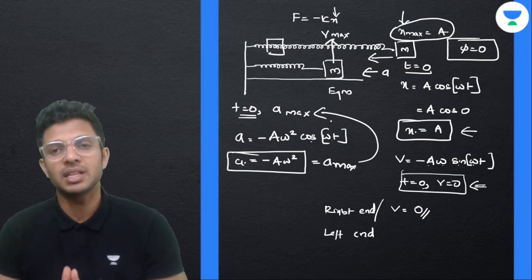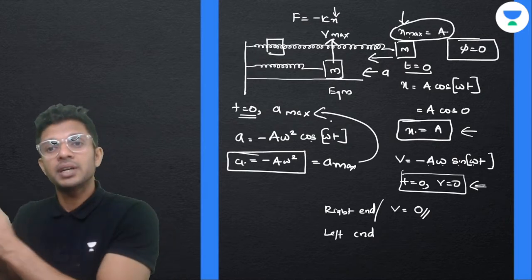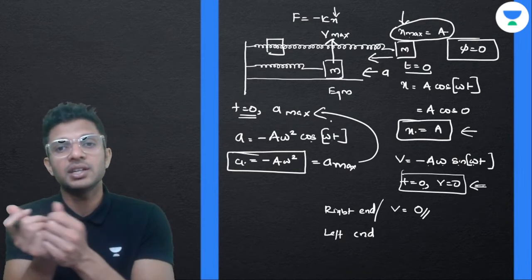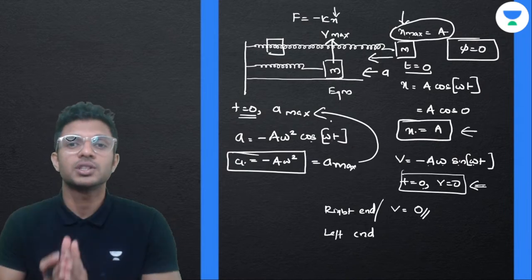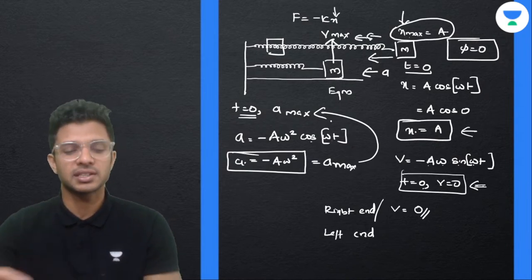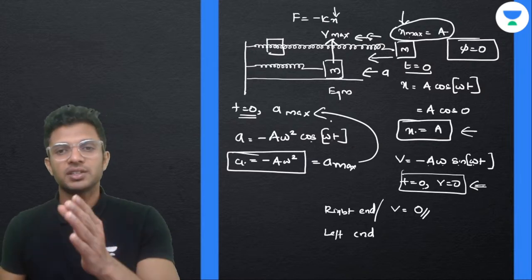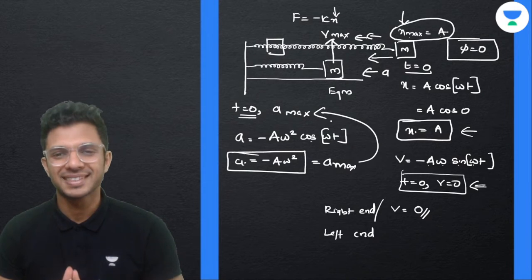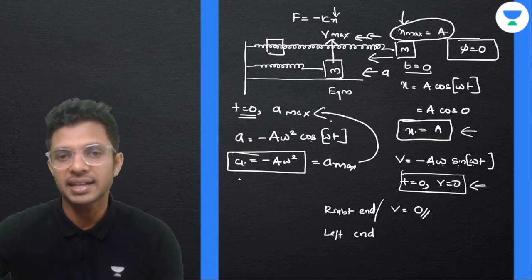Speed, why does it have to be the maximum? Because from the right extreme end till it reaches the equilibrium position, the particle was continuously getting accelerated towards the mean position. Matlab, speed keeps on increasing when it moves towards this left direction. Samajh mein aa gaya? So when it reaches equilibrium, the speed will be maximum. Right? What about the value of acceleration at that point?